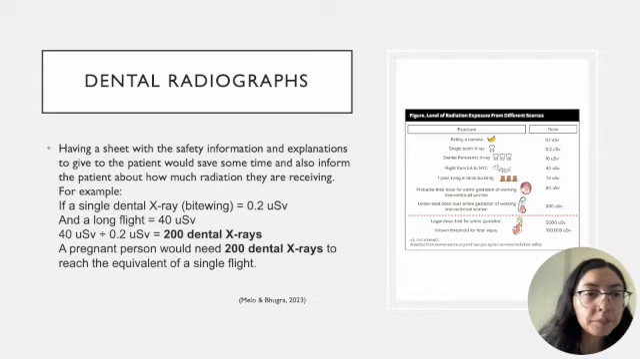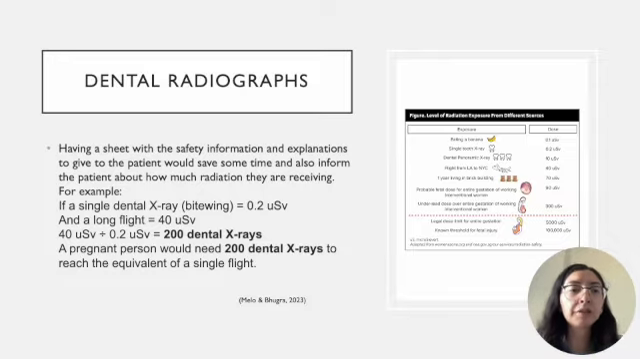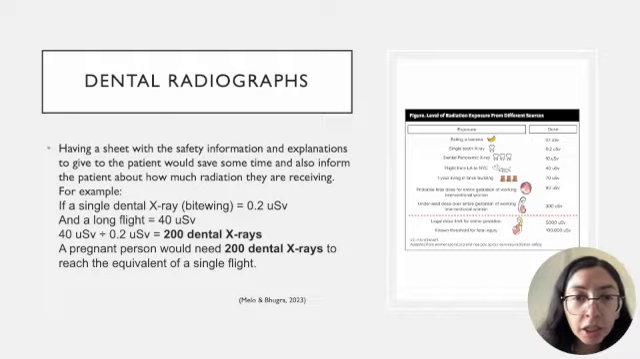So we're going to continue with dental radiographs. Having a sheet with safety information and explanation to give to the patient will save some time in informing the patient about how much radiation they are receiving. For example, I have here an image that could be very helpful to show patients and explain how much radiation they're actually getting from x-rays.